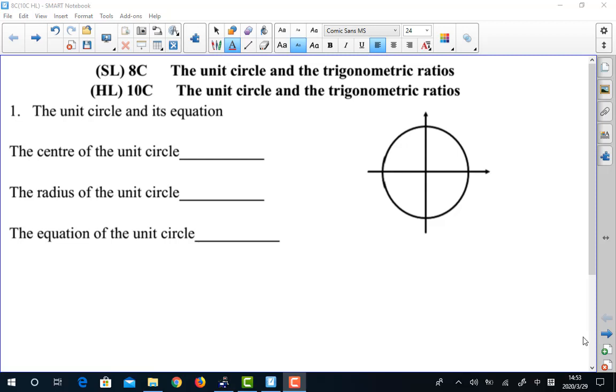The unit circle and the trigonometric ratios. Let's look at what the unit circle is and what its equation is.